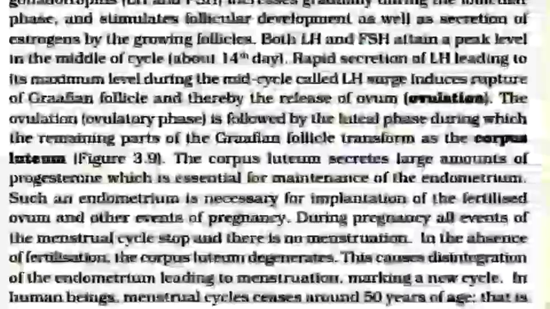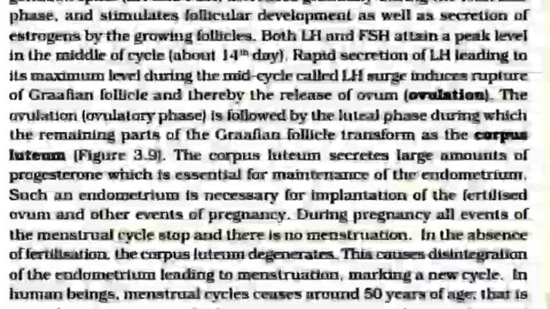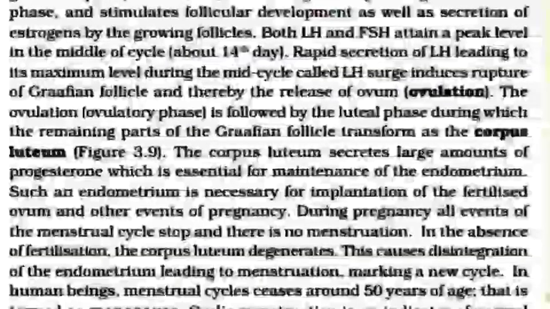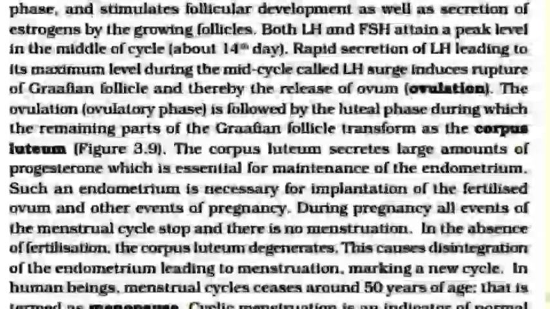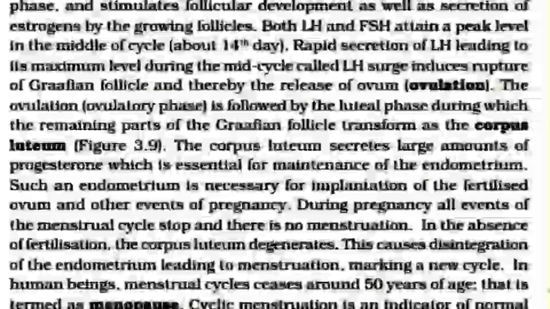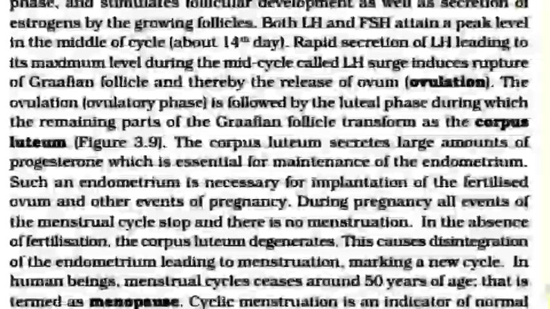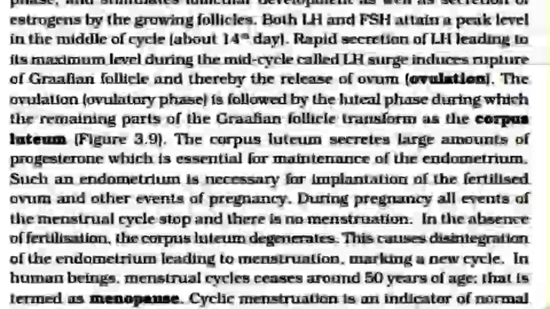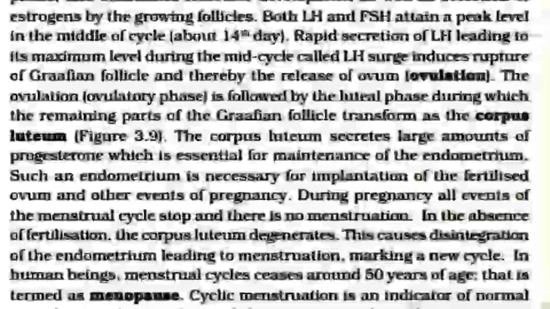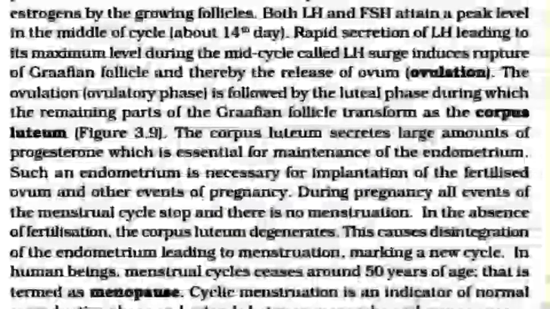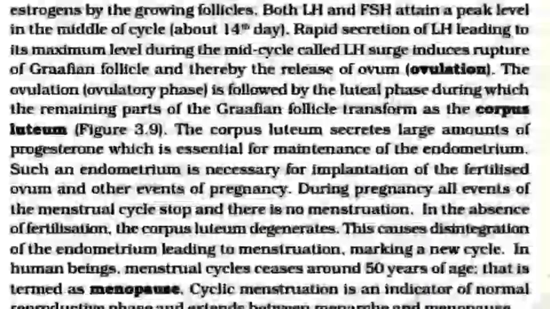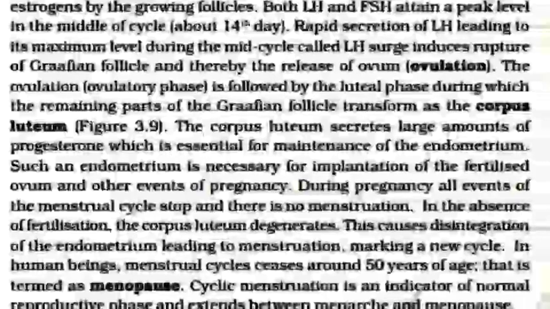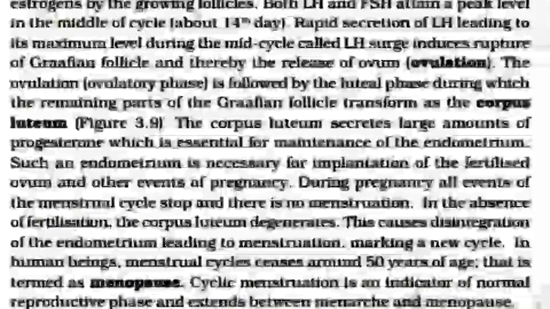by the growing follicle. Both LH and FSH attain a peak level in the middle of the cycle, about 14 days. Rapid secretion of LH leading to its maximum level during the mid-cycle, called LH surge, induces rupture of the Graafian follicle and thereby release of the ovum, ovulation.